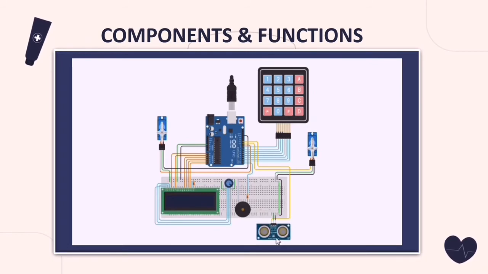Next is ultrasonic distance sensor. The function is to measure the distance of a target object by emitting ultrasonic sound waves and converting the reflected sound into electrical signals. The function of the ultrasonic distance sensor in this system is to detect the person before starting the sanitizing process.